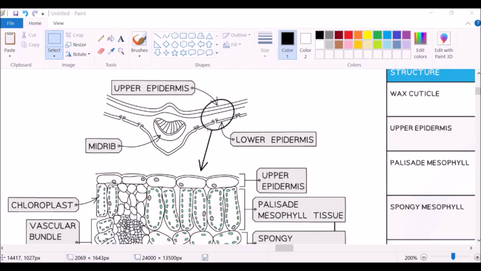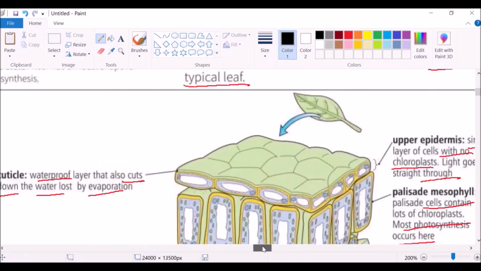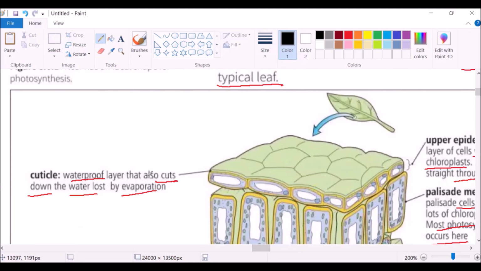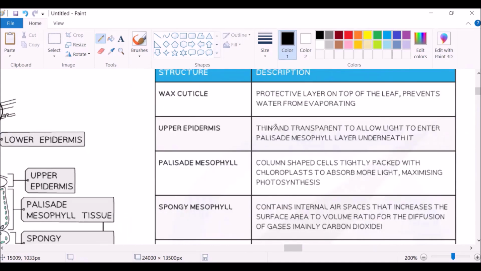Now, if we cut a section through the leaf from top to bottom, we have a structured layer of the leaf. The first layer is the upper epidermis, and it consists of the cuticle, which is a waterproof layer that also cuts down the water loss by evaporation. So it's a waxy waterproof layer that prevents water loss by evaporation. And below it is a row of cells that are thin and transparent to allow light to enter into the palisade mesophyll layer underneath it.